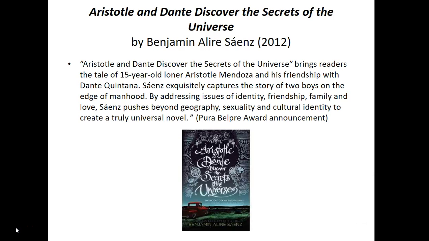All right, and some quick previews of some LGBTQ lit that you might want to pick for that genre or that area to read in. So first title, Aristotle and Dante Discover the Secrets of the Universe by Benjamin Alire Saenz from 2012. This brings readers the tale of 15-year-old loner Aristotle Mendoza and his friendship with Dante Quintana. Saenz exquisitely captures the story of two boys on the edge of manhood by addressing the issues of identity, friendship, family, and love. Saenz pushes beyond geography, sexuality, and cultural identity to create a truly universal novel. This got the Pura Belpré Award. That was the announcement that went with it.